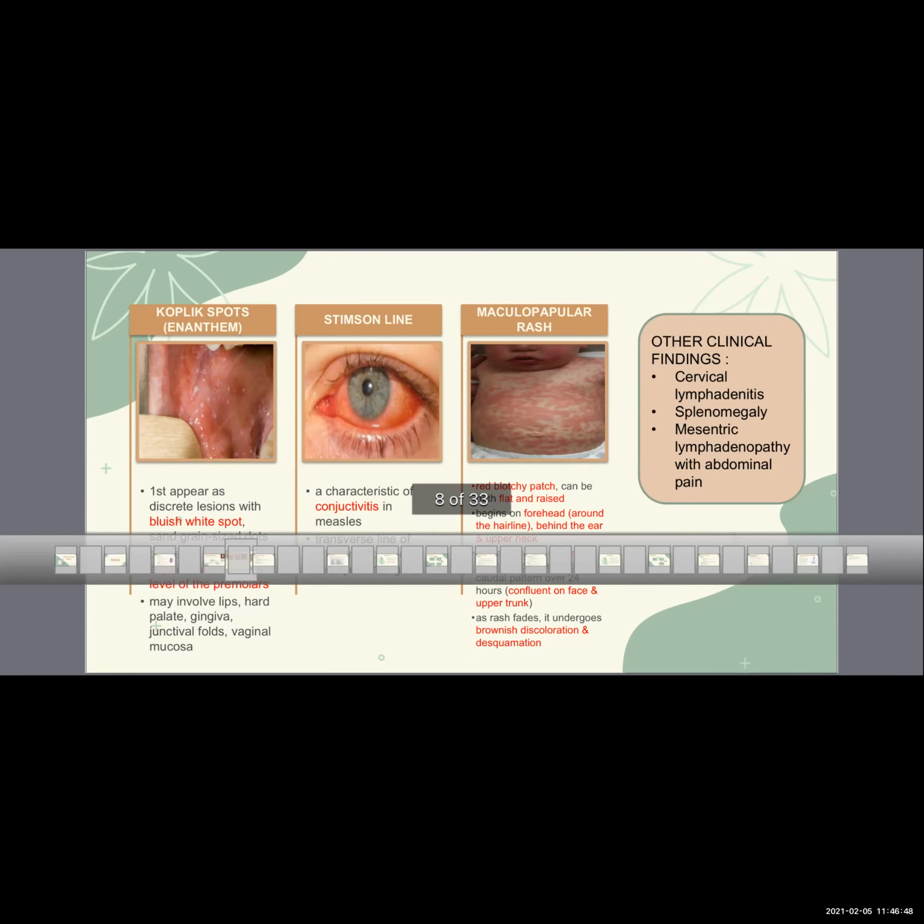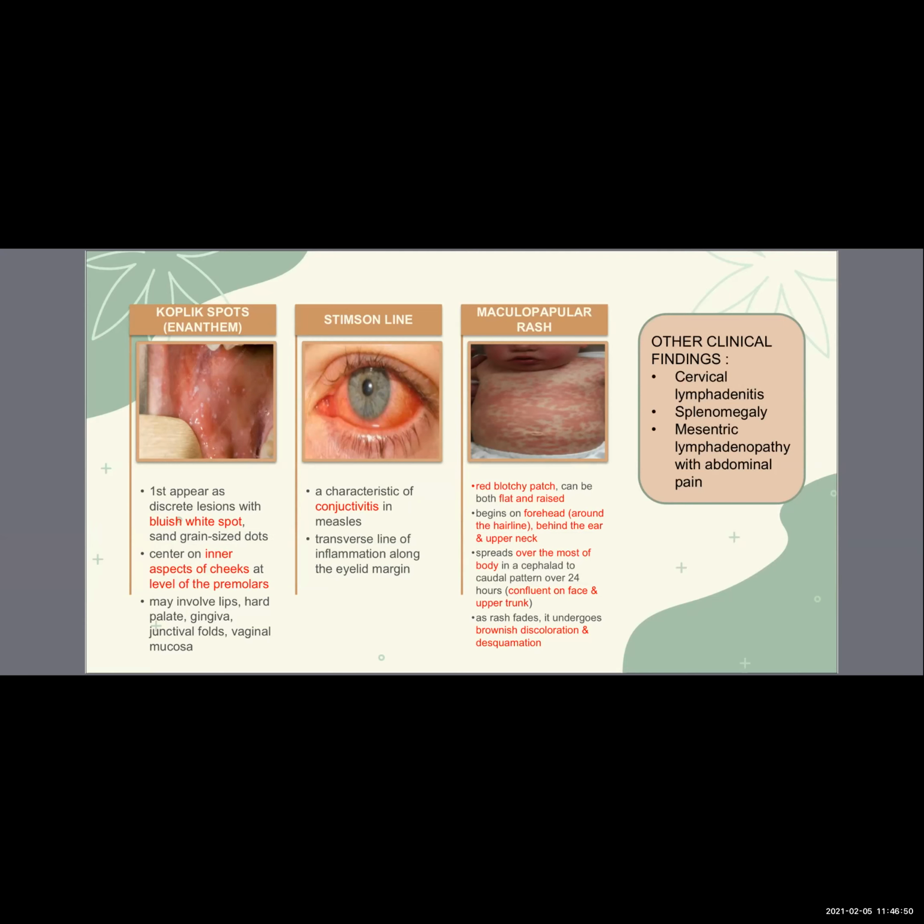And next is Stimson line. Stimson line is a characteristic of conjunctivitis in measles. It is characterized as a transverse line of inflammation along the eyelid margin.